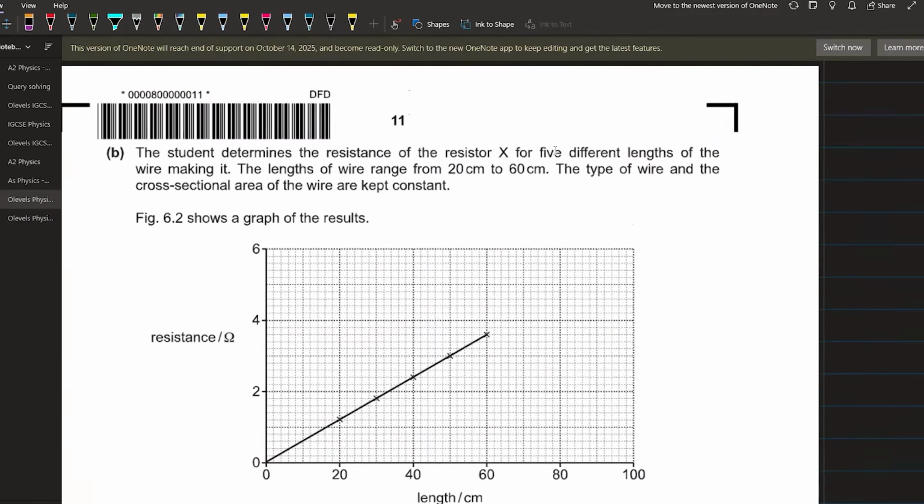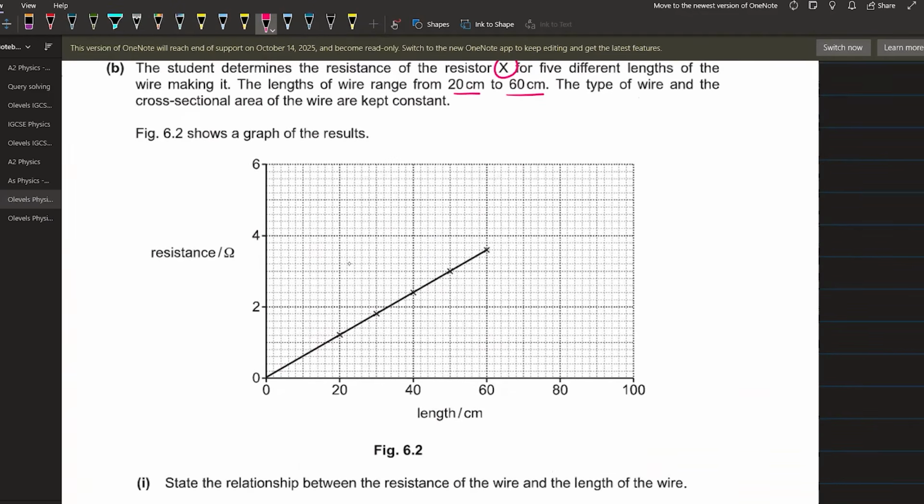The student determines the resistance of the resistor X for five different lengths of the wire. The length of the wire ranges from 20 centimeter to 60 centimeter. Okay, we have wires from 20 centimeter to 60 centimeter and we are examining the resistance of that. The type of the wire and the cross-sectional area of the wire are kept constant. Okay, type of wire and cross-sectional area are kept constant.